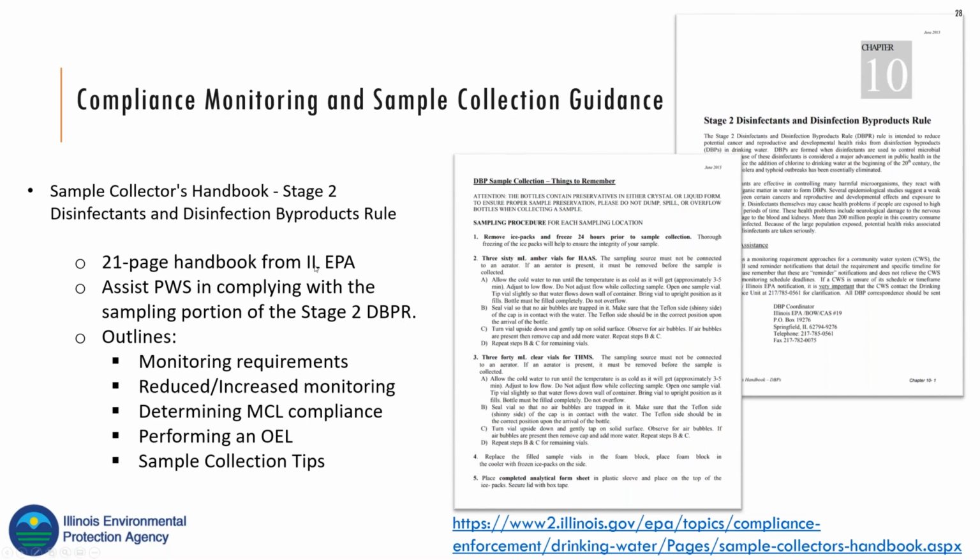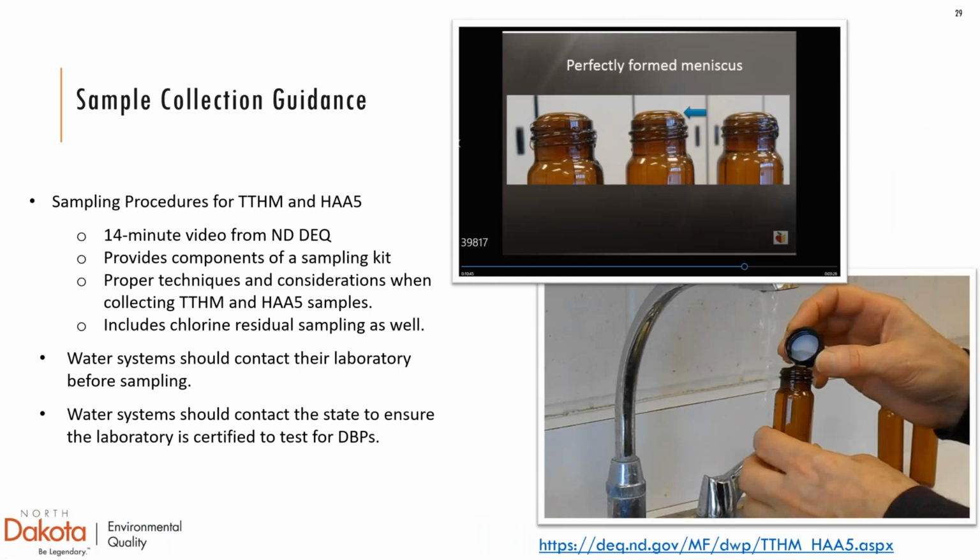I also wanted to include some videos of sampling procedures, which I found to be informative. The first one is a 14-minute video from North Dakota DEQ, and some components of this video are geared towards systems in North Dakota, but it showcases the components of a sampling kit for TTHM and HA5, the proper techniques and considerations when you're collecting samples, and it also includes a demonstration of chlorine residual sampling as well.